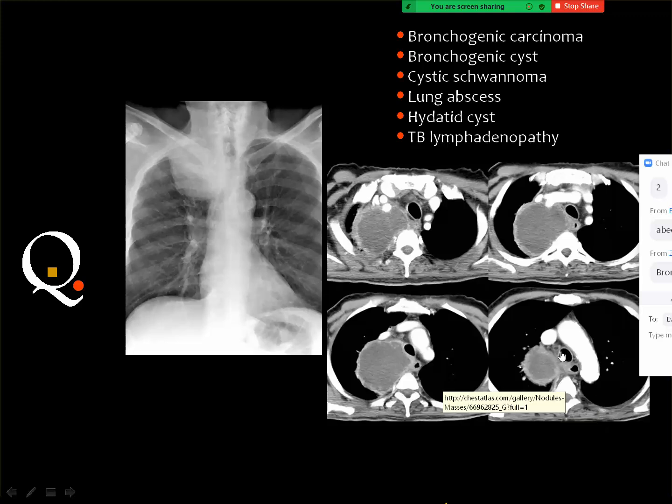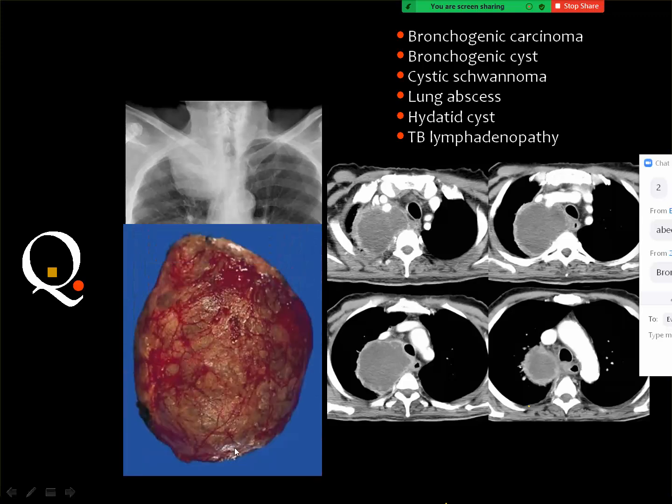Then this is not hydatid cyst and is not a lung abscess and is not a cystic schwannoma. It is not a posterior mediastinal lesion. It's not a bronchogenic carcinoma because it is a mediastinal pathology, then this possibility is good. And also TB lymphadenopathy, this should be multiple, and they are usually adherent to each other, and they usually do not show a single necrotic mass. This is a bronchogenic cyst.